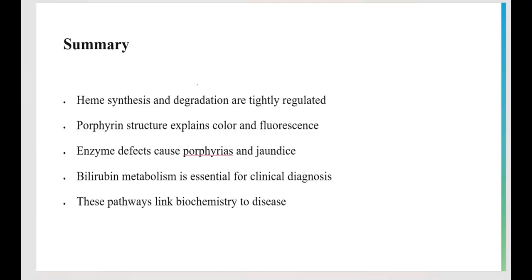In summary, heme synthesis and degradation are tightly regulated. Porphyrin structure explains color and fluorescence. Enzyme defects cause porphyria and jaundice. Bilirubin metabolism is essential for clinical diagnosis. These pathways link biochemistry to disease.